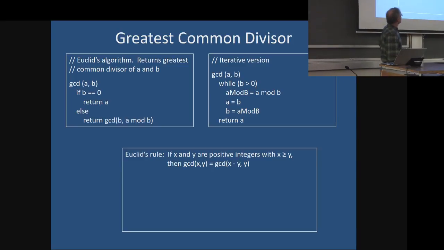X and Y are positive integers, and we're going to assume X is greater than or equal to Y. Then the GCD of X and Y is the same as the GCD of X minus Y and Y. First of all, why would Euclid's rule be interesting for talking about the correctness of Euclid's algorithm up here?